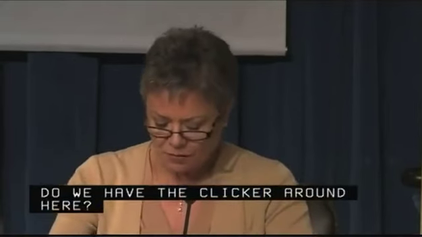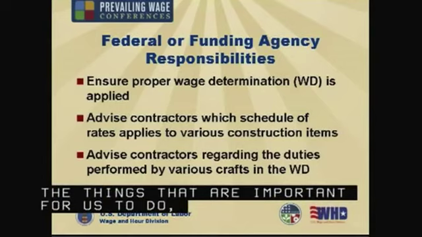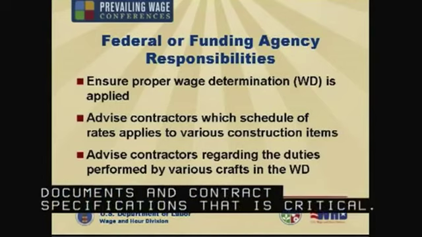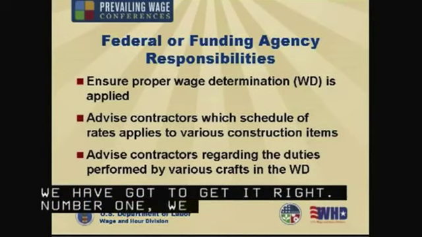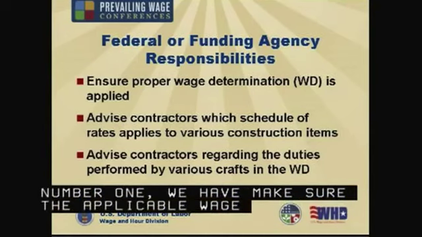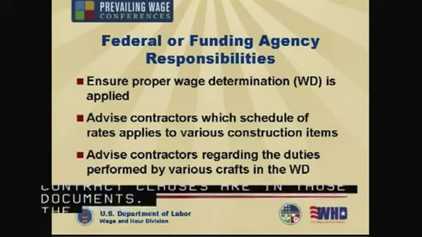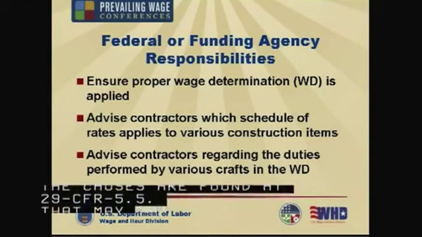Okay, cool. The things that are important for us to do, preparing bid documents and contract specifications, that is critical. We've got to get it right. Number one, we've got to make sure that the applicable wage decision and the contract clauses are in those documents. The clauses are found at 29 CFR 5.5. They may not be modified without DOL's approval.